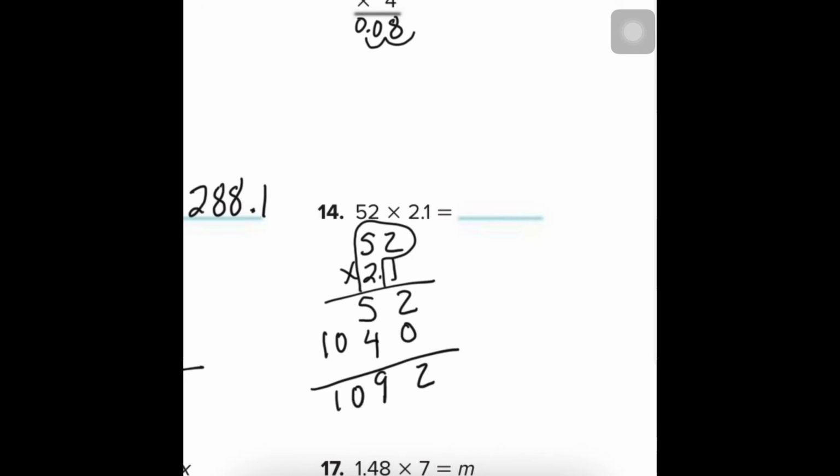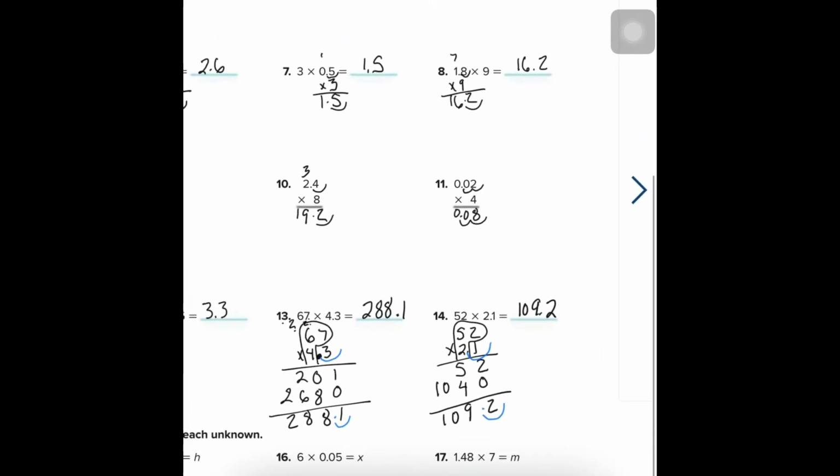Bring down the 2. 5 plus 4 is 9. Bring down the 10s. And we have 1 spot that we move over, so 1 spot's where we're going to move over. 109.2 tenths.